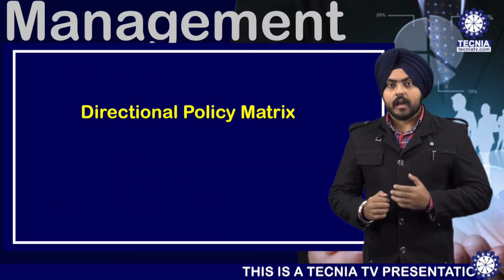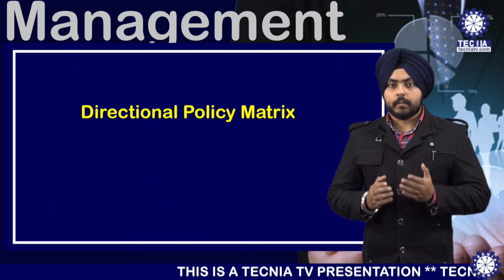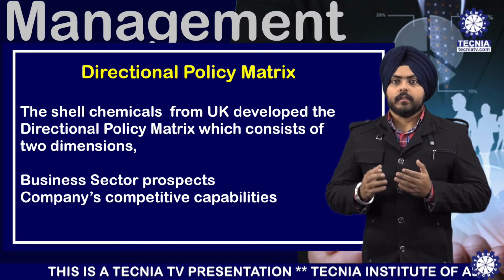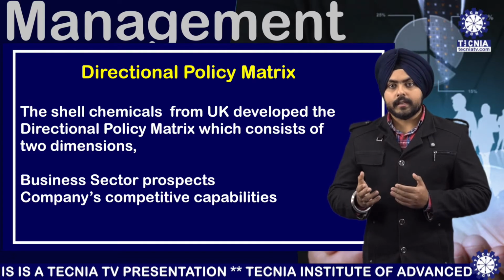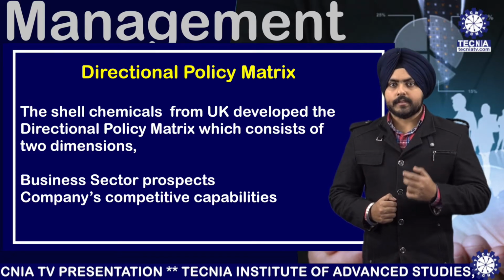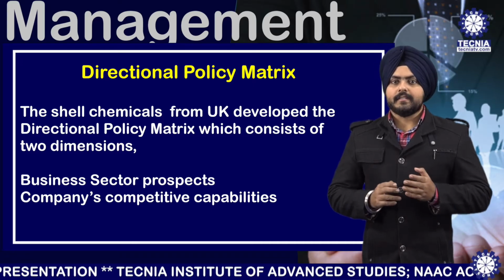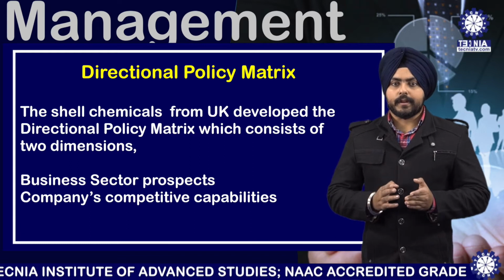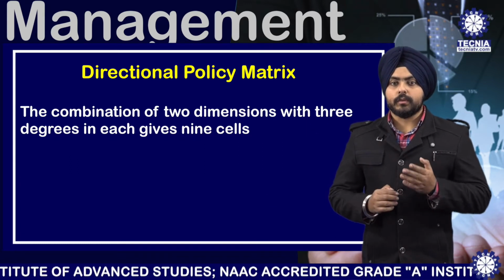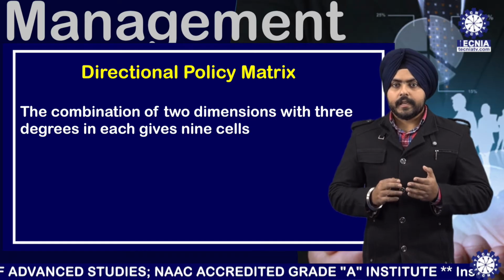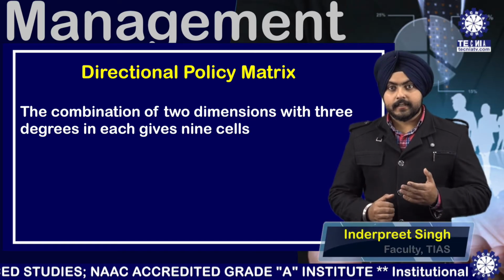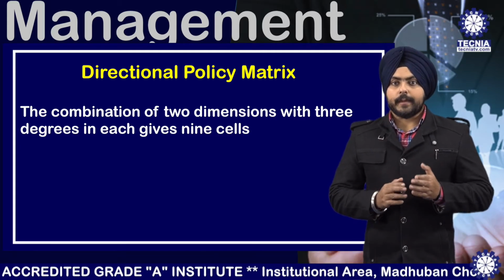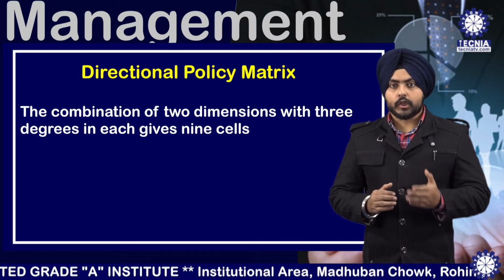In this lecture, I will be explaining the Directional Policy Matrix. Shell Chemicals from the United Kingdom developed the Directional Policy Matrix, which consists of two dimensions. First is business sector prospects and the other is company's competitive capabilities. The combination of two dimensions with 3 degrees in each gives 9 cells as depicted in the diagram. Each cell shows the type of strategy which a firm may adopt.